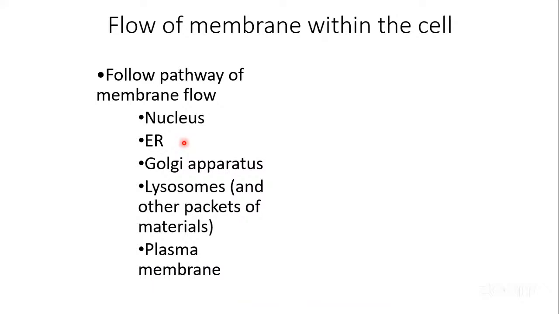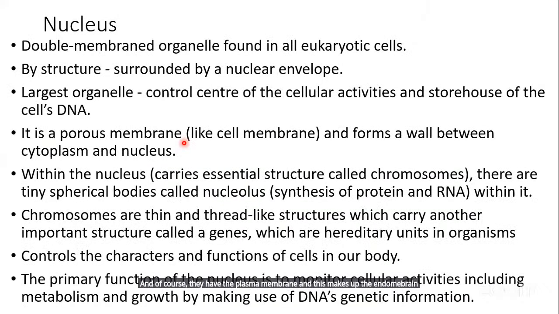And of course, then you have the plasma membrane, and this makes up the endomembrane system. So the nucleus. Now, we have been talking about organelles that have a single membrane around them. Now, we'll talk about organelles that have a double membrane around them. All right. The first one we'll be talking about will be the nucleus.